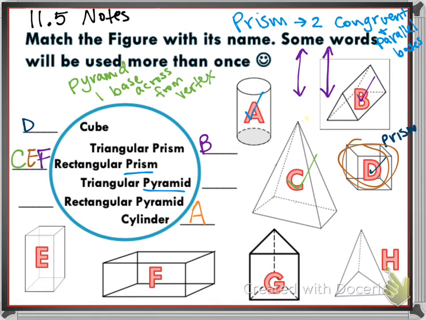G, so you would probably notice right off the bat that you have two triangles. So again, this poses the question, is it a triangular prism or triangular pyramid? A prism has two bases, and a pyramid has one. So this one has two bases. This would be a triangular prism.